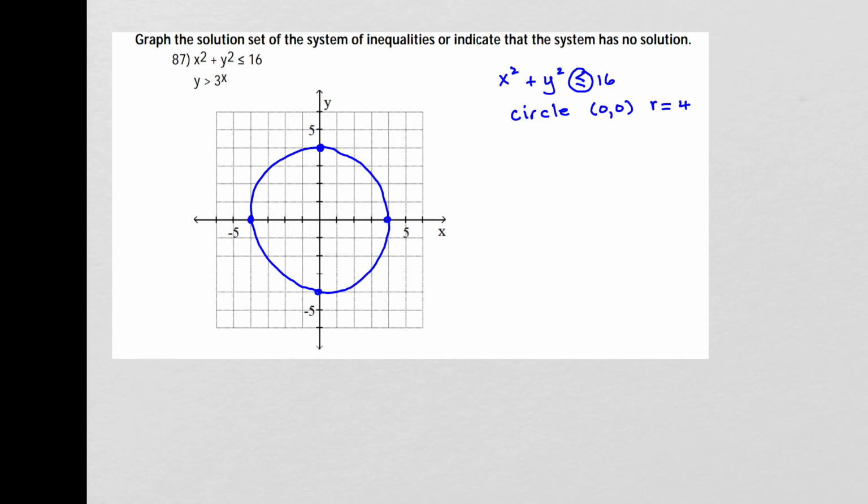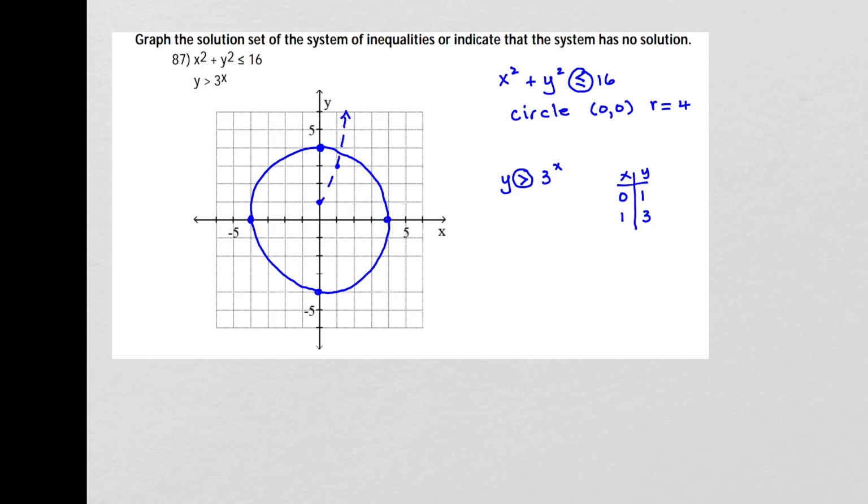inequality first. So now I have y is greater than 3 to the power of x. Now, in this case, we have just greater than, so we're going to use a dashed line. And I can graph a couple of points that would be on the line. So if x is 0, y is 1. If x is 1, y would be 3. So I'm going to graph those points. And I'm going to make a dashed line.